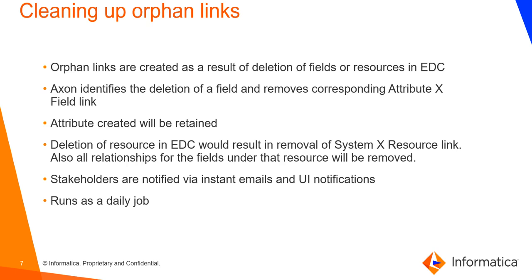Axon identifies the deletion of a field and removes the corresponding attribute X field link through a scheduled job. The attribute created will be retained. So in case the attribute was created as part of the onboarding job and there was this attribute X field link, then only the link gets removed. However, the attribute stays. Deletion of resource at the EDC would result in removal of System X resource link. Also, all relationships for the fields under that resource will be removed.